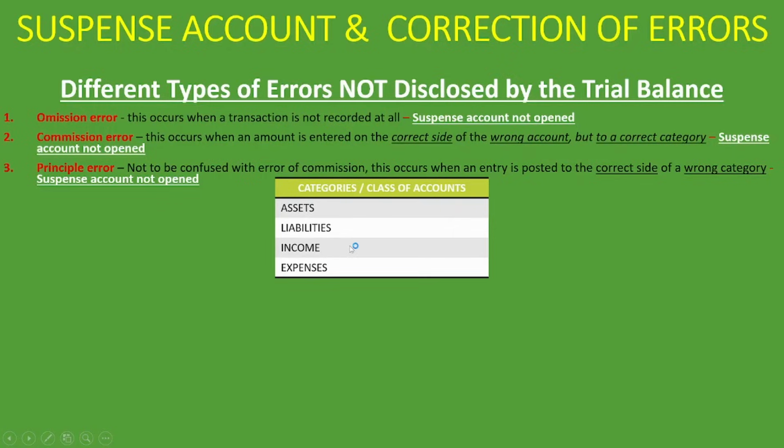So wrong category. What does that mean? Commission error or principal error? Well, if it's a wrong category, you have a principal error.